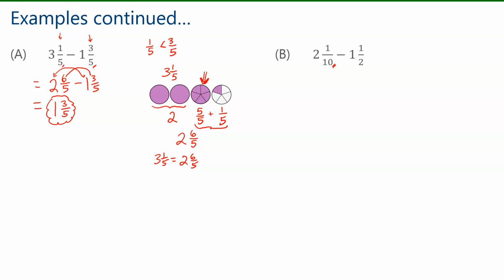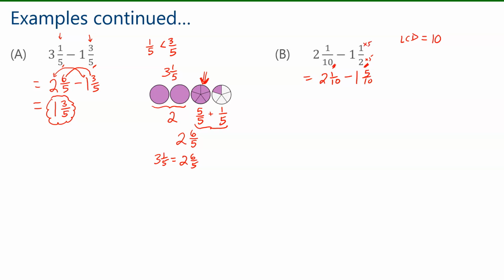First thing I look at, my denominators of my proper fractions. I got a 10 and a 2. Not the same, so we need to figure out the LCD. And the LCD for 10 and 2 is 10. We'll copy down my 2 and 1/10. That stays the same. That already has a denominator of 10. The 1 and 1/2, though, that will become 1 and 5/10. 2 times 5, 1 times 5.